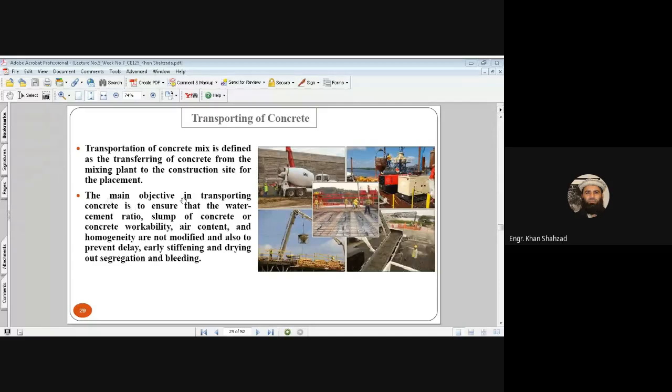The main objective in transporting the concrete is to ensure that the water cement ratio is not disturbed, the slump of the concrete or concrete workability is not modified or disturbed, the air content has not been disturbed, and the homogeneity is not modified or changed. And also to prevent the delay. The delay in what? In the early stiffening and the drying out, segregation and bleeding of the concrete.